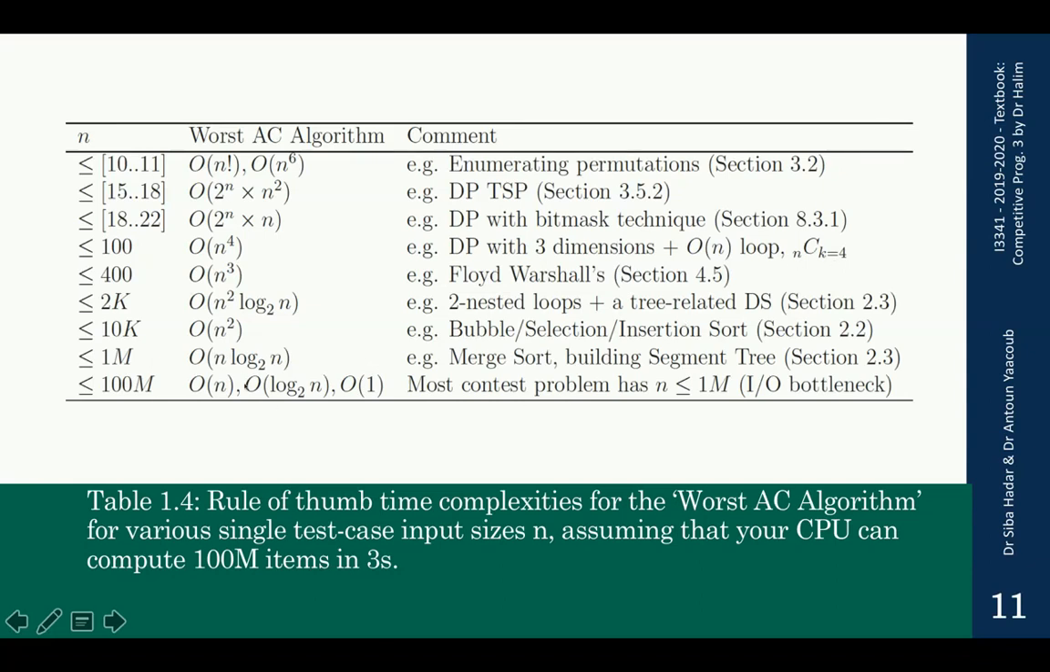If, for example, n can be 100 million, the only thing you can write is an algorithm of order of 1, n, or log n on base 2, because you have to remind yourself that your CPU can most probably compute 10 million items in 3 seconds, and above that the time will of course exceed the limit.